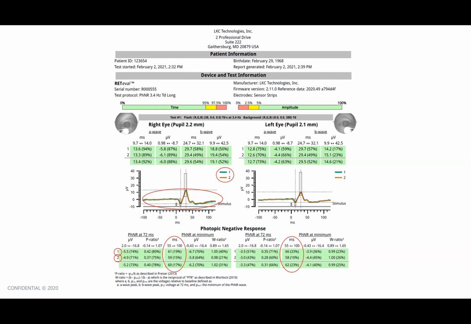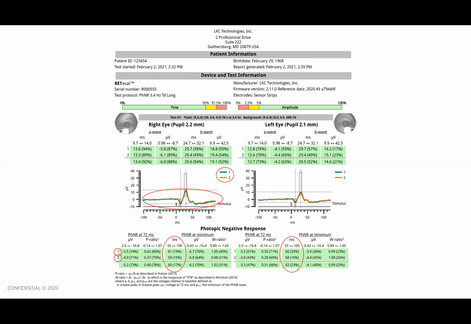As I mentioned before, delayed implicit time indicates cellular stress. If these numbers were highlighted in yellow or red, this would indicate significantly delayed implicit times, and that could indicate that something is stressing these retinal ganglion cells. And so if it were a glaucoma suspect, I'd be worried they could be developing glaucoma. If it were a glaucoma patient, I'd be worried that their glaucoma could be getting worse.